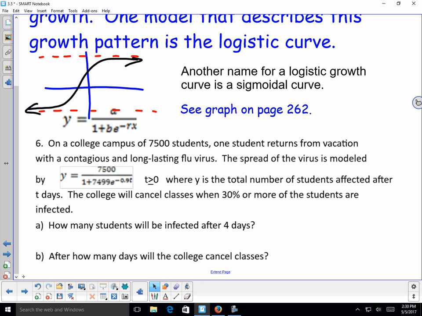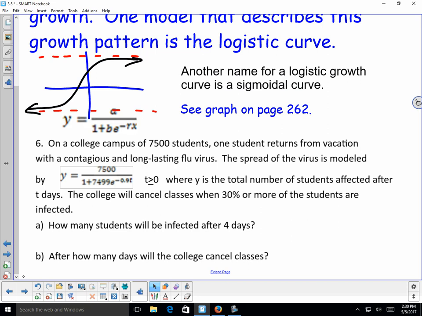What should we do here, Trent? Whoops. I'll silence this. Please. Trent, how are we going to find out how many are infected? What should you do? Put in 4? For what? For t? Sure. Gabe, put that away. Silence me. Thank you, sir.